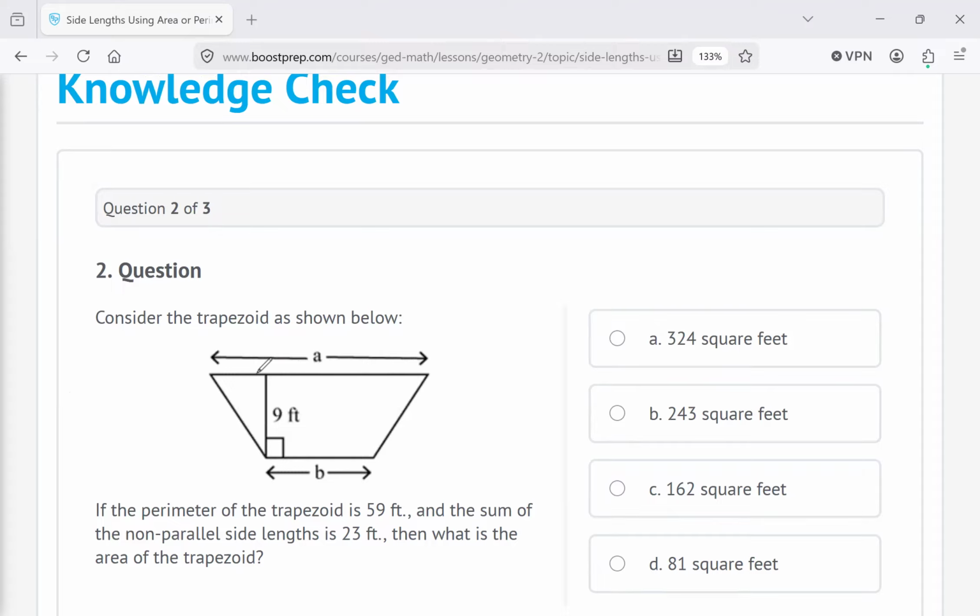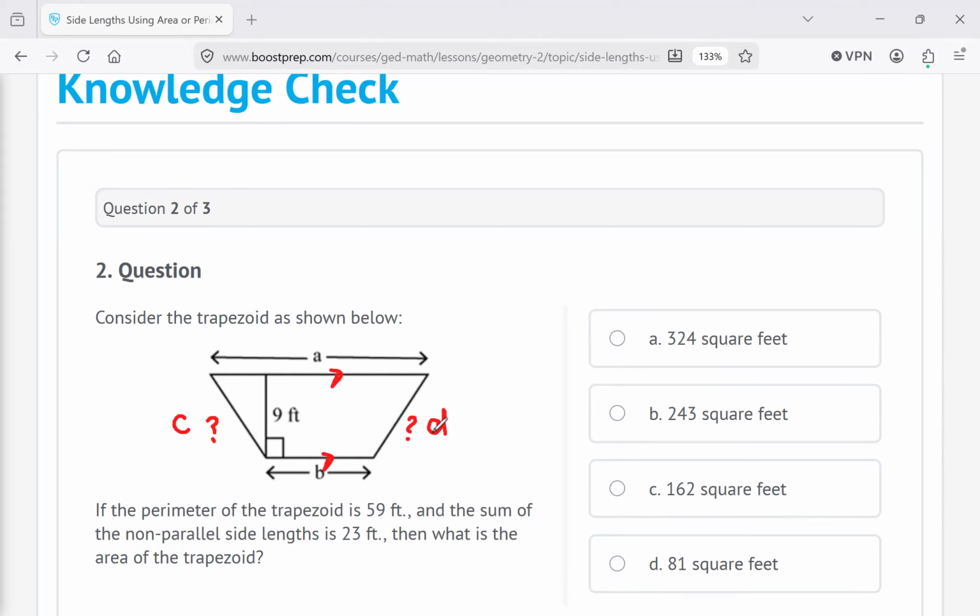So here we have a trapezoid and it's already drawn, right? They tell us that the height is 9. These are the parallel sides and we don't know their lengths. And we don't even know what these lengths are, right? Maybe we can call this side length C and then side length D.